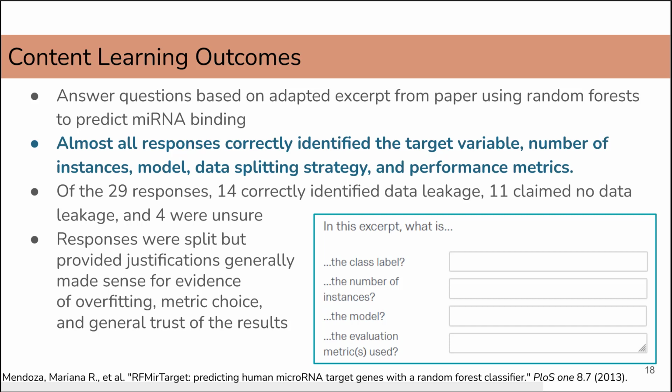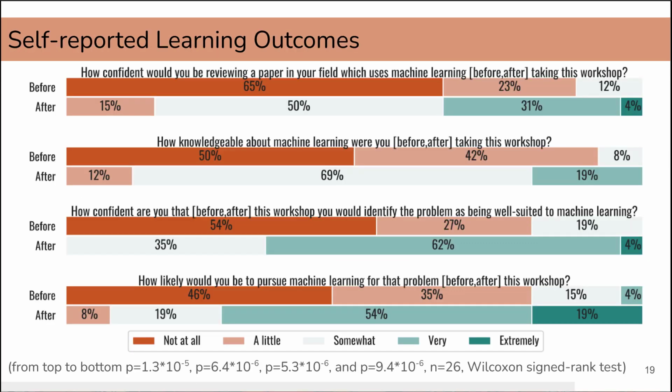Finally, when asked some other questions about whether or not the metrics were appropriate or if they trust the results or evidence of overfitting, while responses were sometimes split, we found that justifications were generally very appropriate. For instance, looking at the performance gap between the training set and the testing set for evidence of overfitting, or mentioning class balance when choosing an appropriate evaluation metric.